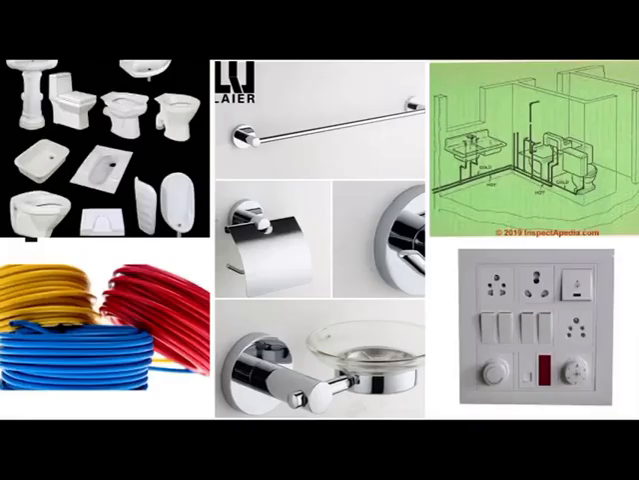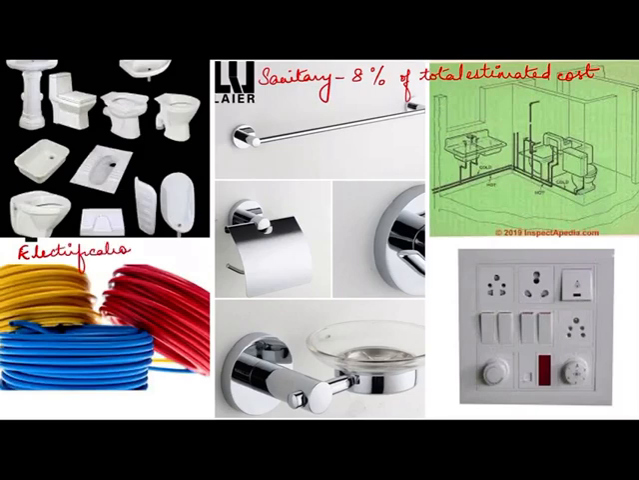Then you have the sanitary and plumbing fittings. For sanitary, it is 8% of the total estimated cost of the building. And for electrification, it is again 8% of the estimated cost. So this is how you do the method.